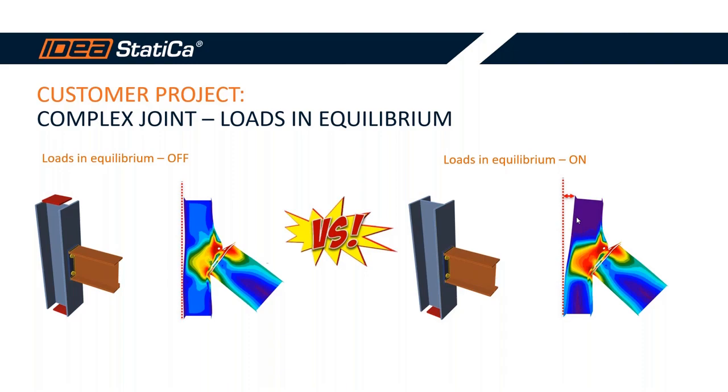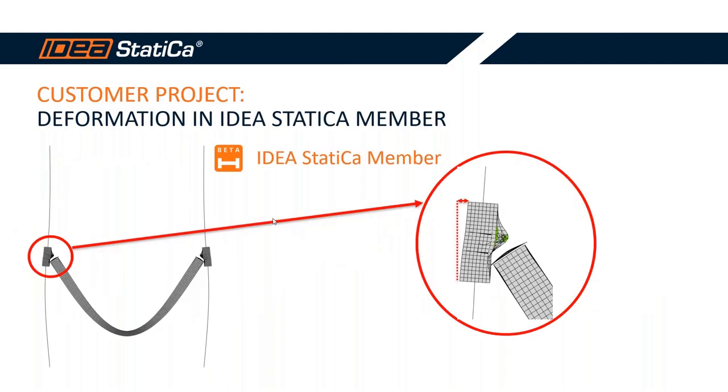Let's check it in the global model. Therefore, I prepared for you a comparison in our brand new application Member. I have modeled part of the structure for you. Two columns and one horizontal beam. And you can see that here is our connection. You can see it in more detail. And the deformation is the same as in the application Connection when we have loads in equilibrium on. That's very important to realize.